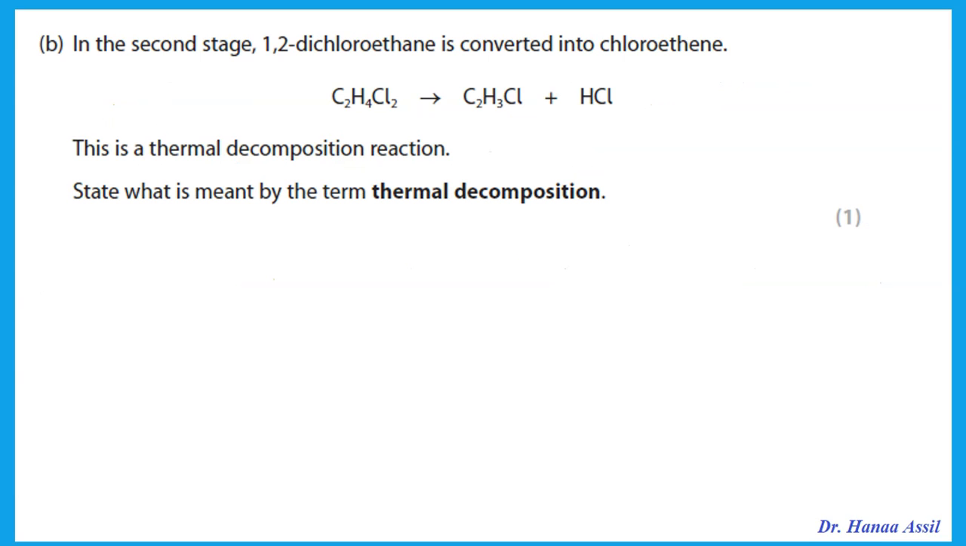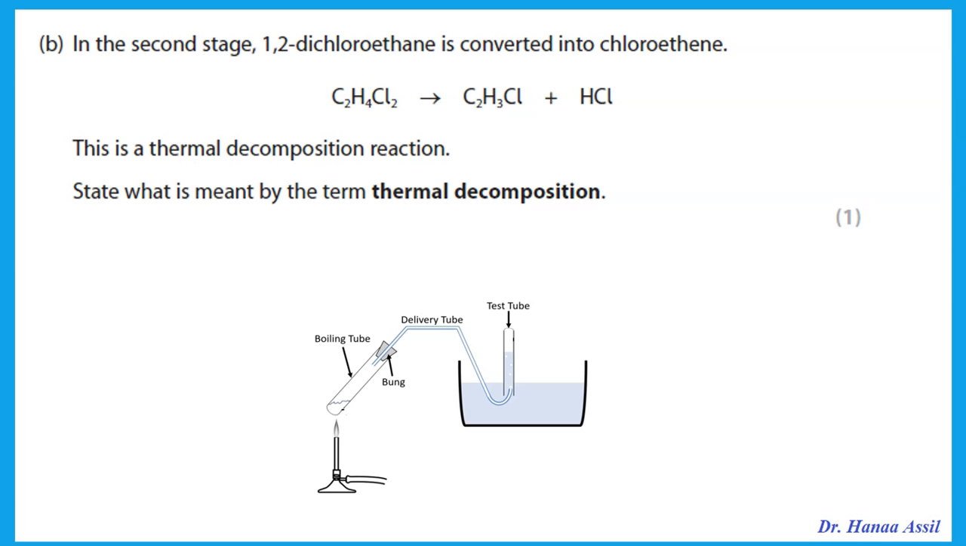Okay, in the second stage, 1,2-dichloroethane is converted into chloroethene. This is a thermal decomposition. What is meant by thermal decomposition? Remember, the reaction is thermal decomposition if we are using heat to break down the compound. So thermal decomposition means breakdown of a compound using heat.